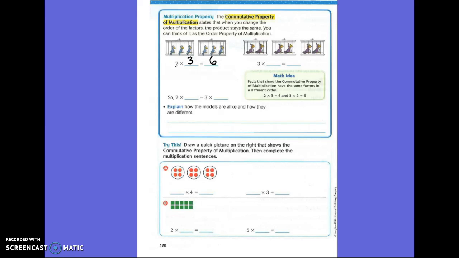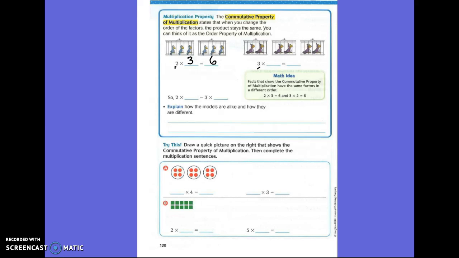Now, doing the commutative property, they have a 3 as the first number, and they're showing you the picture. Why is there a 3 now? Looking at the picture, why is there a 3? There are 3 cages. And in the first one, were there 2 cages, or 2 groups? Yes. So in the second one, there are 3 cages or 3 groups.